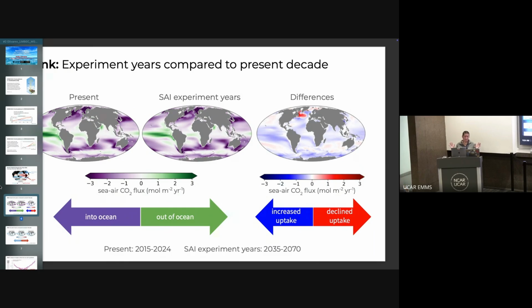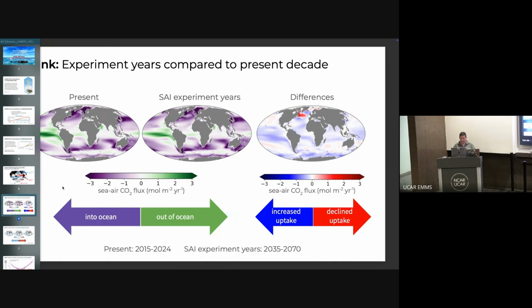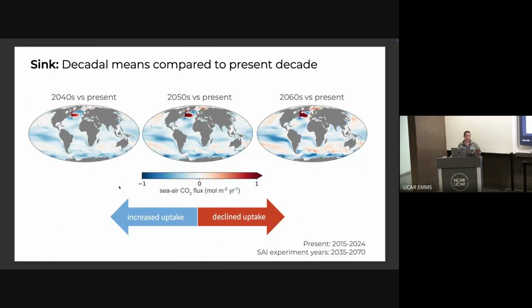So this was just kind of my start to look at 35 years versus the present. Overall, what are we looking at? So then I broke it down into decades, so that we can look at decadal means compared to the present decadal mean. And also I wanted to see the change over time. So here again, the red areas represent declined uptake, while the blue areas represent increased uptake. And the short version is that globally, the ocean as a carbon sink persists under SAI, but with some questions about what would happen with additional time.